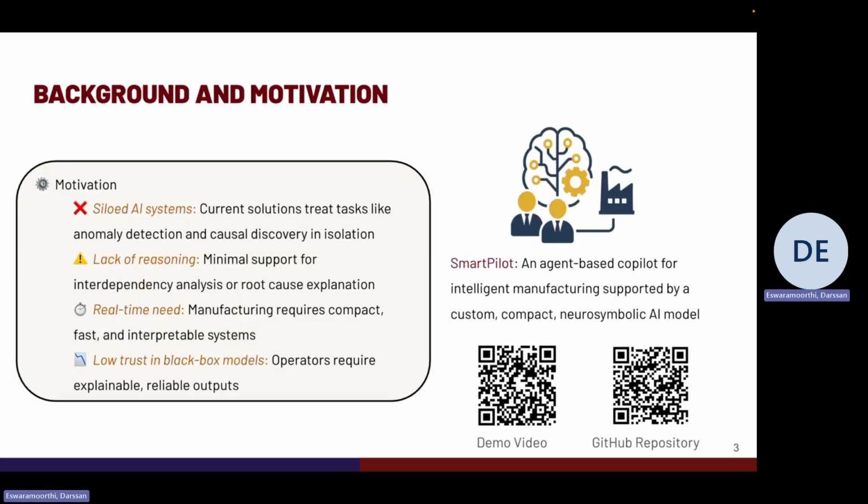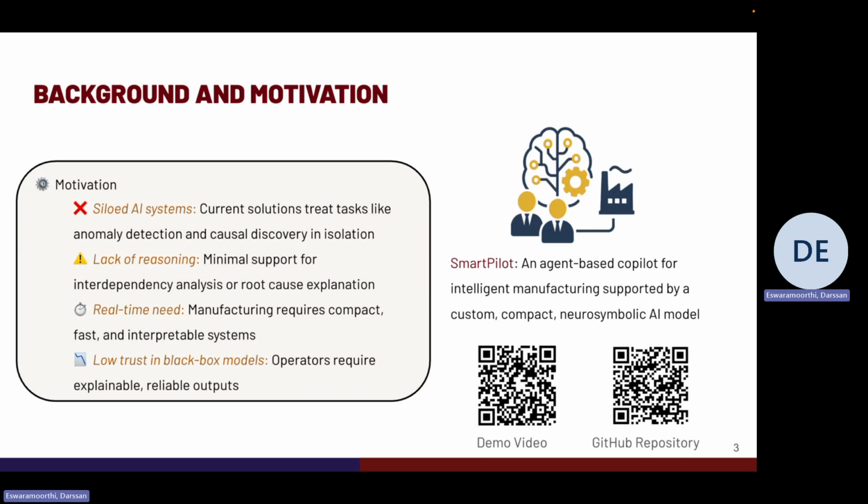So in modern manufacturing, AI solutions tend to focus on isolated problems. You might have one system that detects anomalies, another one that forecasts production delays, and perhaps a third one that reasons over logs or documents. But these are typically just disjoint systems, and they don't communicate with each other or reason over shared context. This fragmented approach causes major blind spots within the plant.